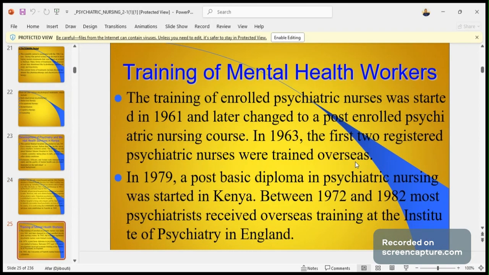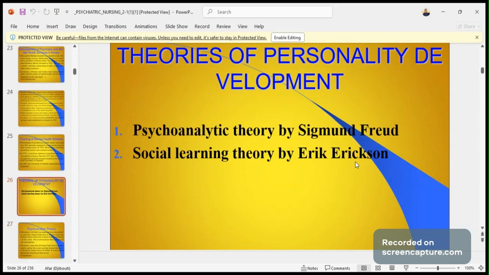So, training of mental health workers. The training of enrolled psychiatric nurses was started in 1961 and later changed into post-enrolled psychiatric nursing courses. So, in 1963, the first two registered psychiatric nurses were trained overseas. In 1979, a post-basic diploma in psychiatric nursing was started in Kenya. And then between 1972 and 1982, most psychiatrists received overseas training at the Institute of Psychiatry in England. So then that is that.